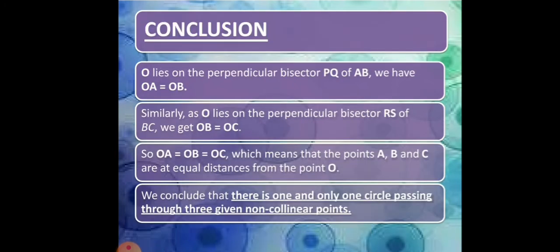Now we can conclude that O lies on the perpendicular bisector PQ of AB. We have OA equal to OB. Similarly, as O lies on the perpendicular bisector RS of BC, we get OB equal to OC. So OA is equal to OB is equal to OC, which means that the points A, B and C are at equal distance from the point O. So we conclude that there is one and only one circle passing through the three given non-collinear points.